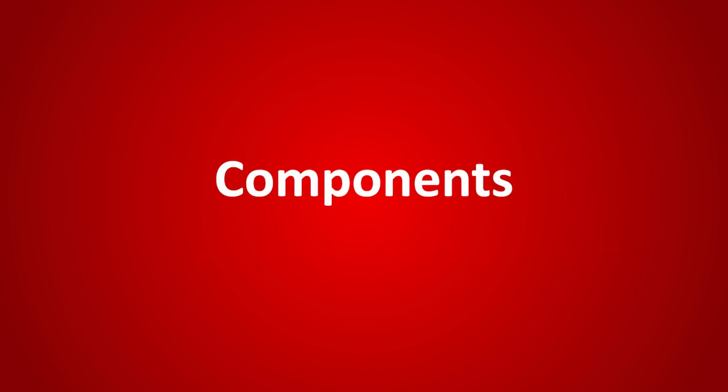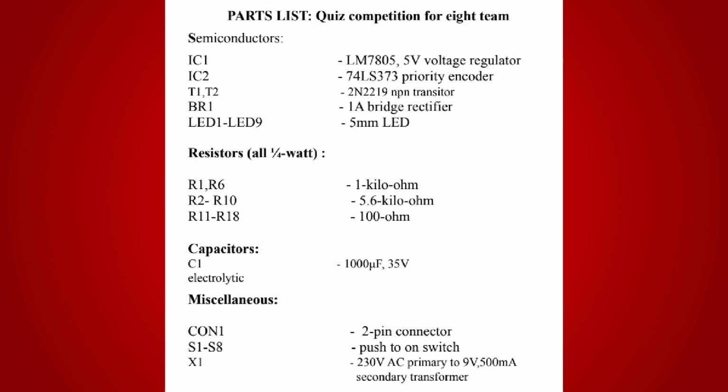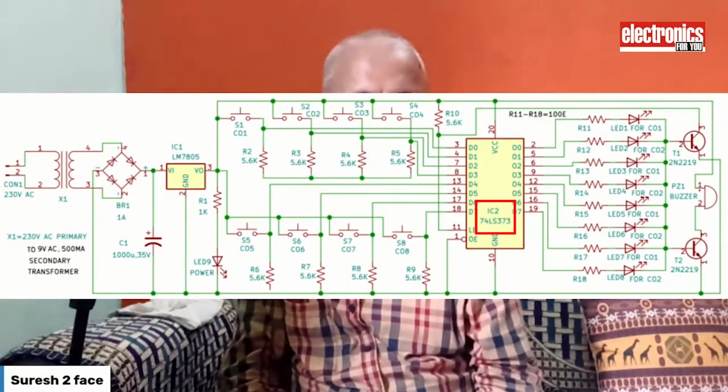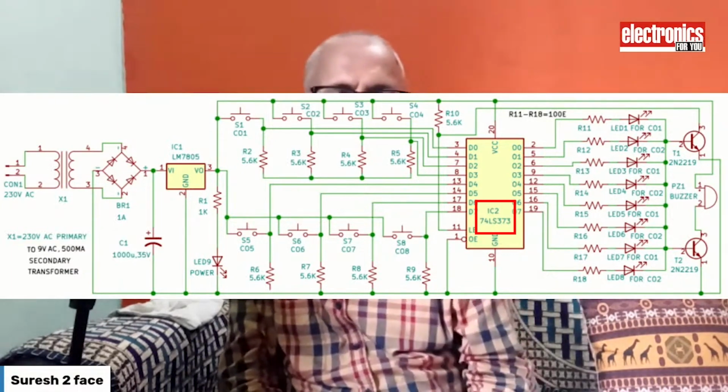Let us take a look at the component list to develop this project. You can see the complete part list for the circuit on the screen. An octal latch is created with the help of IC 74LS373 priority encoder. Octal latch is the heart of the circuit. This circuit will help you track which team has pressed the buzzer first.